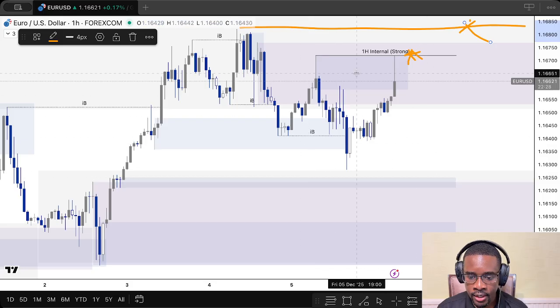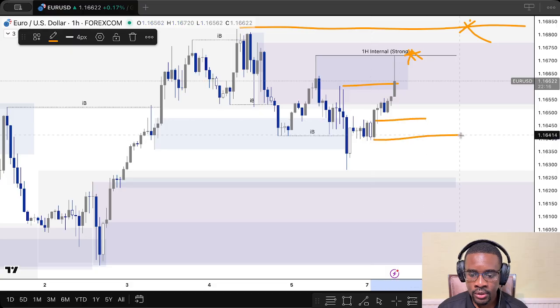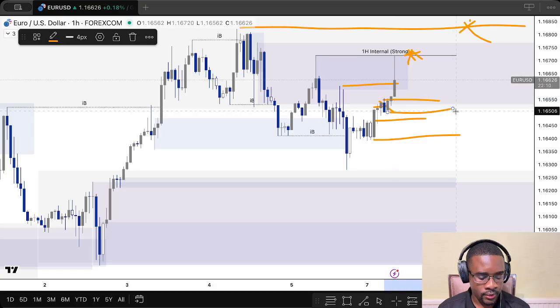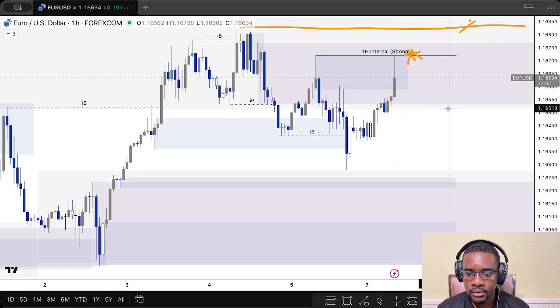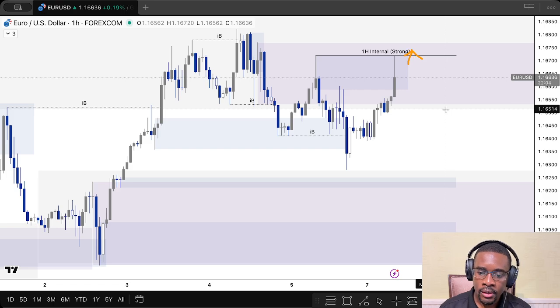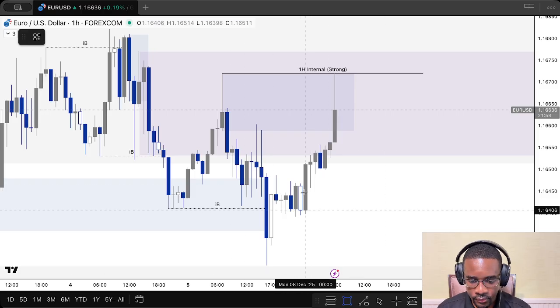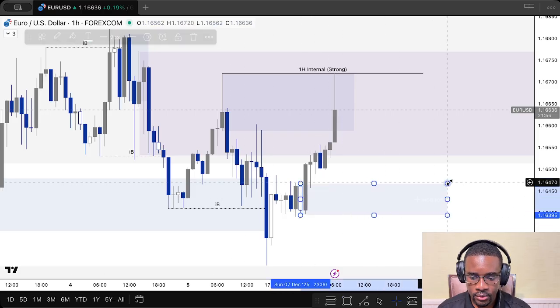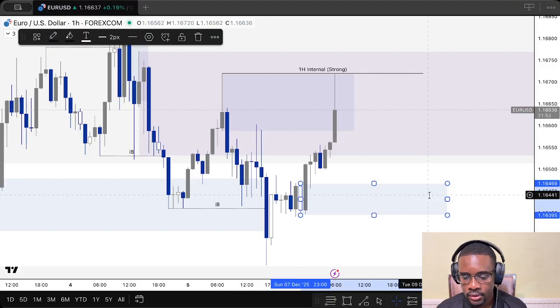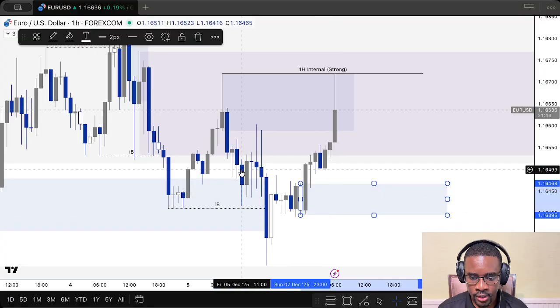So at the moment, do we have any demand? Obviously we've had breaks of structure right there. So this would be the only demand that is unmitigated. This one is not reliable. It could work, but it is not as reliable. I would want to see a proper fractal structure at the very least. So this would be the current demand area. Then everything else before that is mitigated.